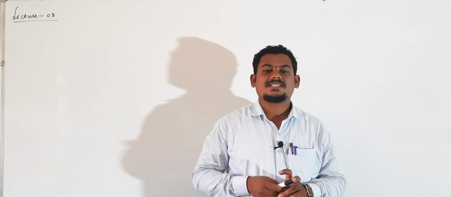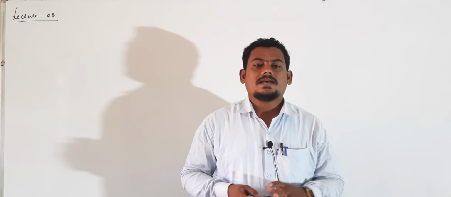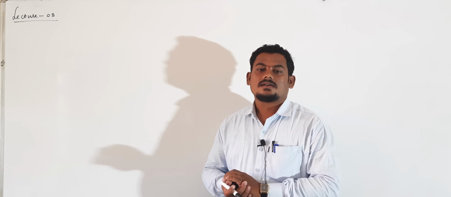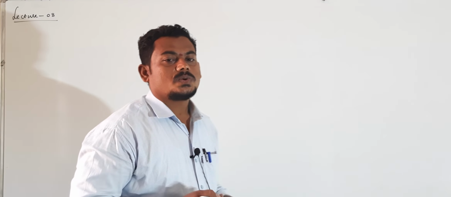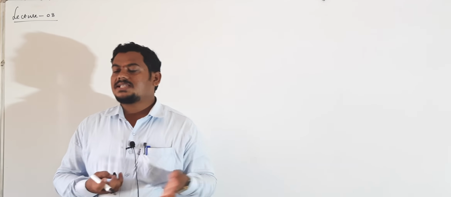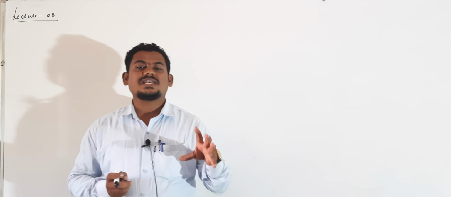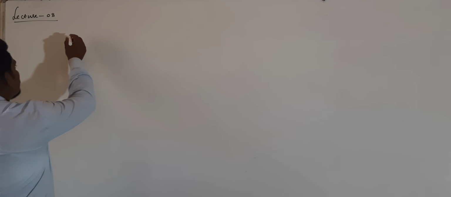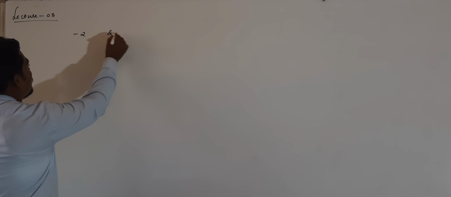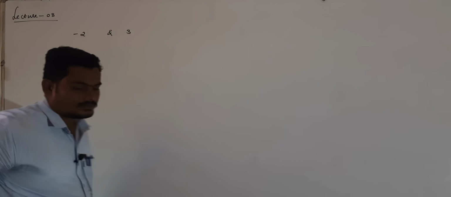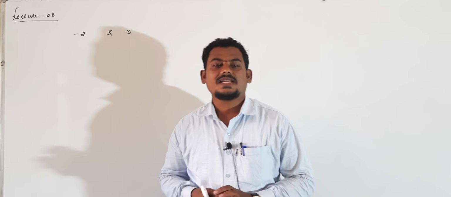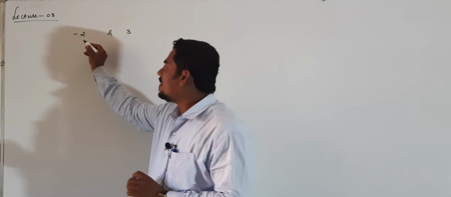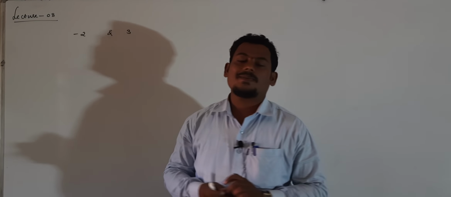Let us continue our discussion on straight lines, right? Next problem: find the equation of the line whose slope is -2 and y-intercept is 3. This is the question, right? Find the equation of the line whose slope is -2 and y-intercept is 3.